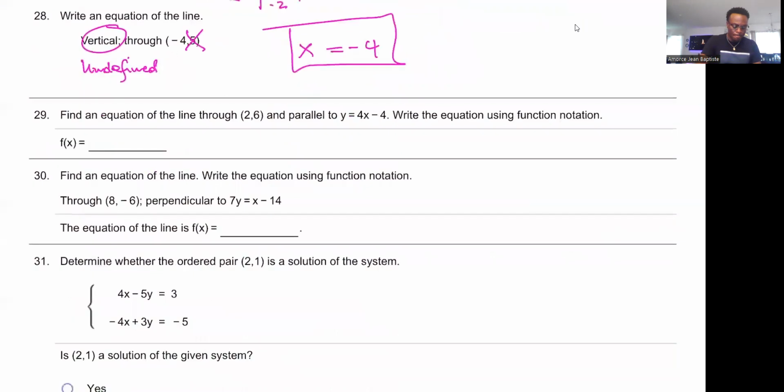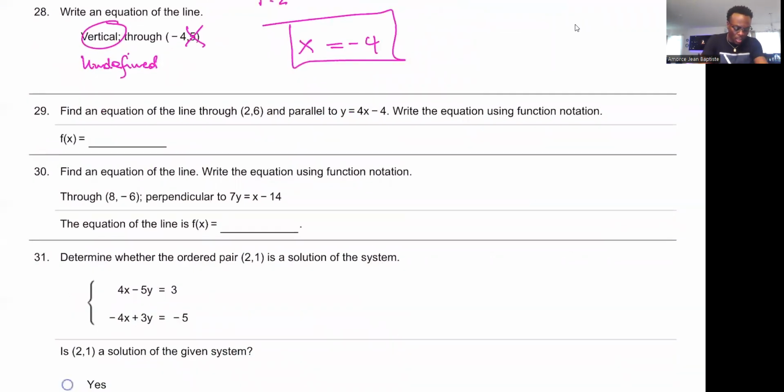Number 29, find an equation of the line through (2, 6) and parallel to y equals 4x minus 4. Well, if it's parallel to this, that means the slopes are the same. So given that the slopes are the same, I know the slope of the line that I need the equation for. So m equals 4. So that's A and B.